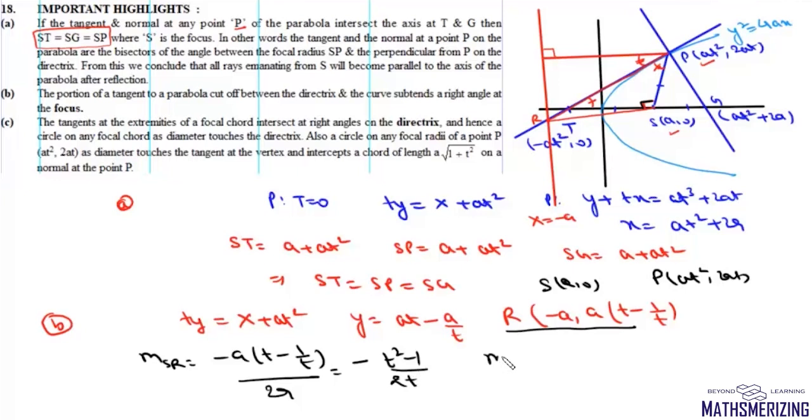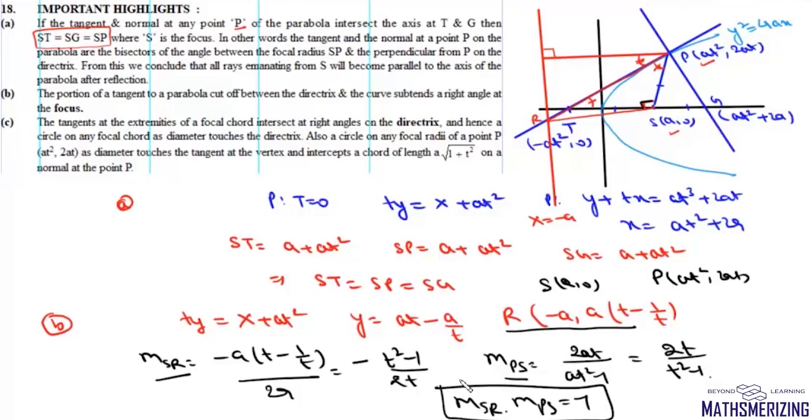Now we'll find the slope of PS. Slope of PS will be 2at upon at square minus a, which is 2t upon t square minus 1. So we'll multiply them. We'll get m_SR times m_PS, and this value is minus 1. So basically the product of slopes is minus 1, which means this angle PSR is 90 degrees.